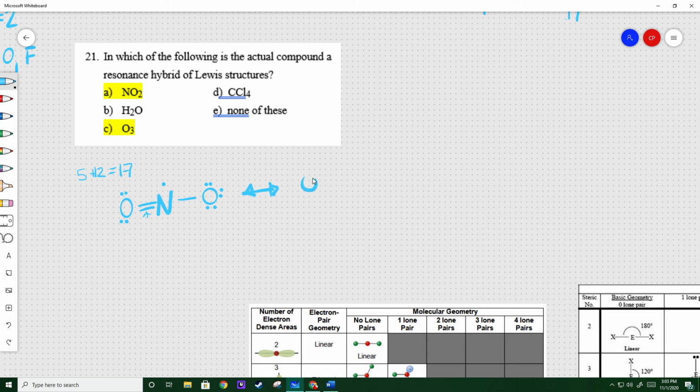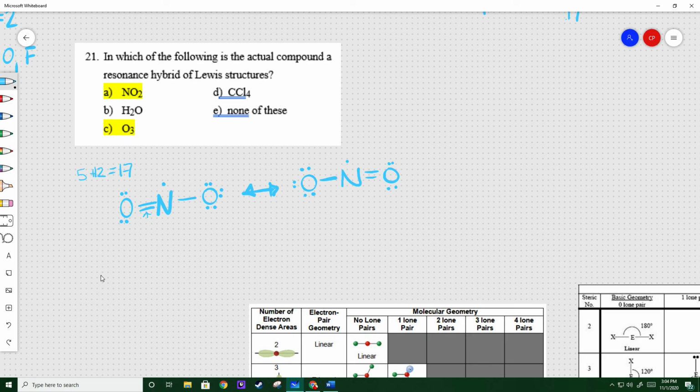So instead of putting it on that side, I could put the double bond on the other side, and it can go with the other oxygen. And what this is saying is it goes back and forth. So it's not this way or this way, it's going back and forth and back and forth and back and forth. And that's what resonance is. It's this double bond going back and forth between the 2 possible oxygens.